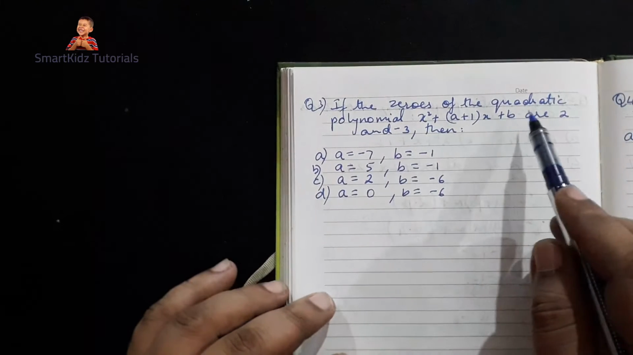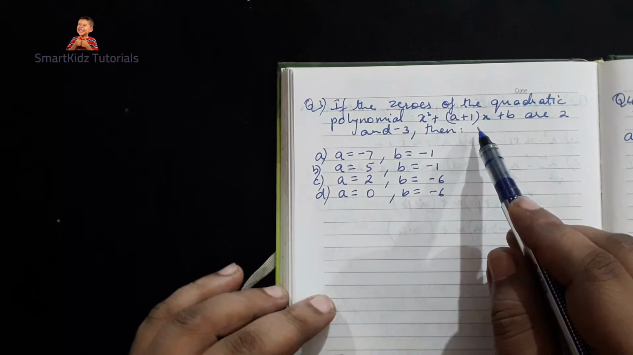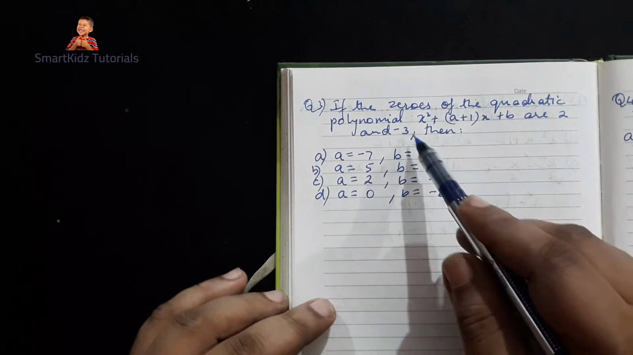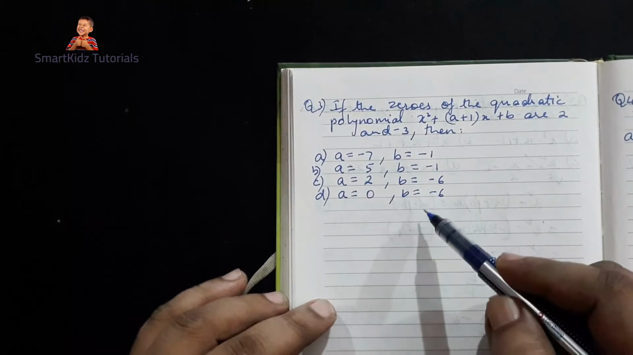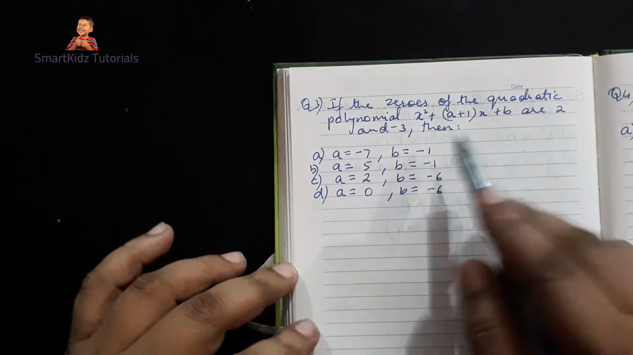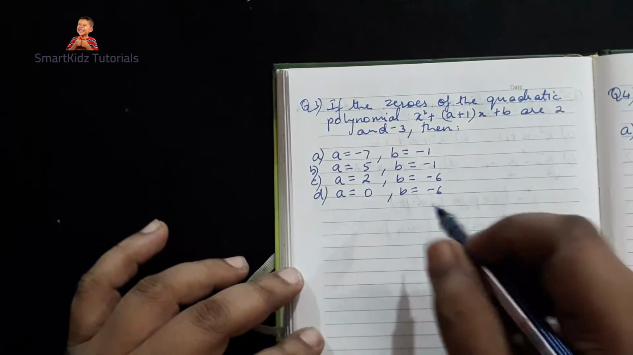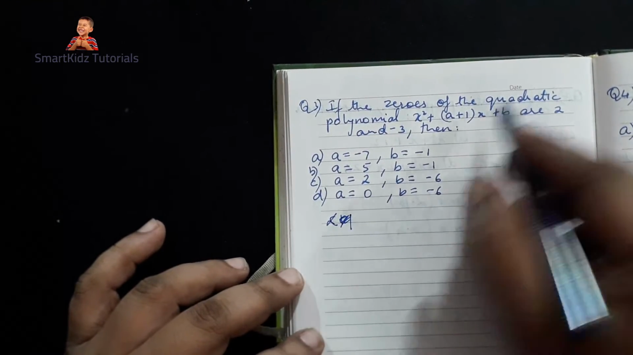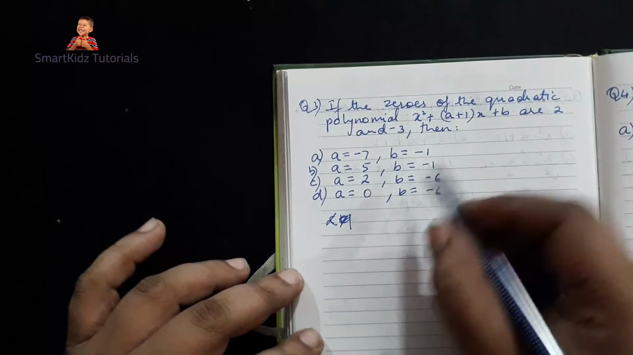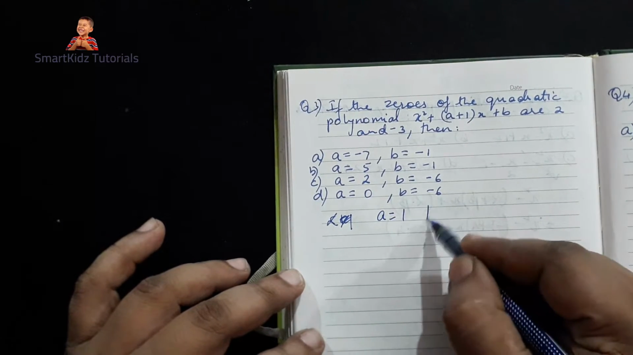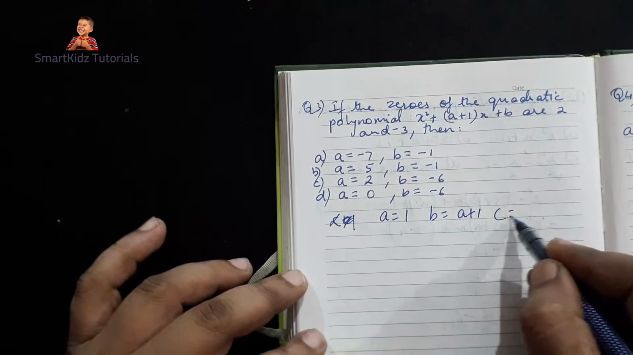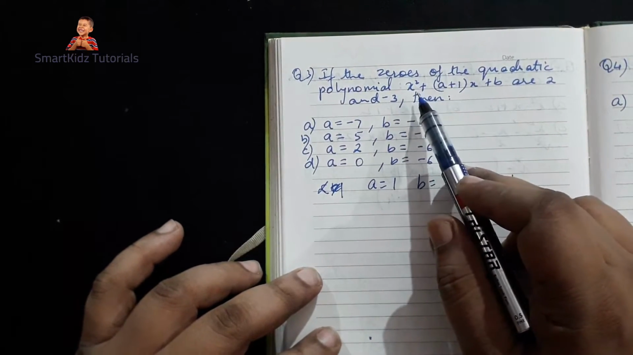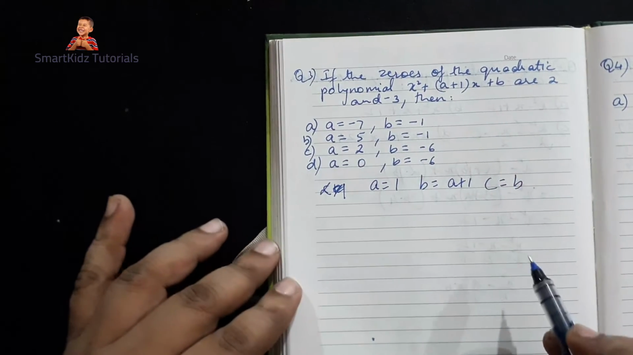Next question, if the zeros of the quadratic polynomial x square plus a plus 1 into x plus b are 2 and minus 3, then we need to find the value of a and b. So there are two zeros given, so alpha we'll take as 2 and beta we'll take as minus 3. So alpha plus, before that we'll just compare this to the general form. So comparing to the general form, we'll get a equal to 1, b equal to a plus 1 and c will be equal to b. We are looking at the coefficients of the variable x and the constant.